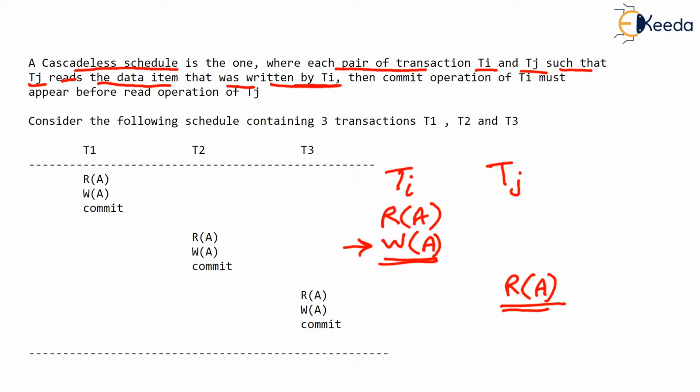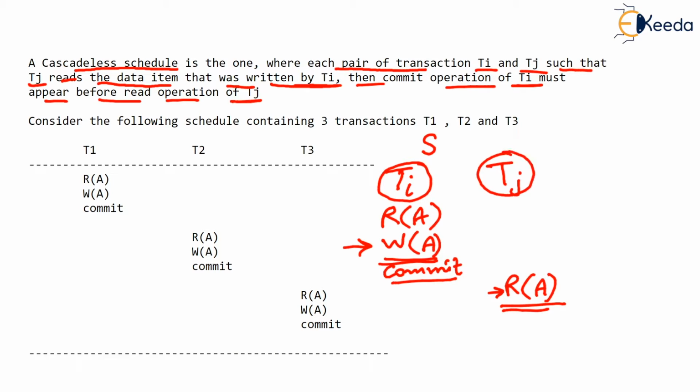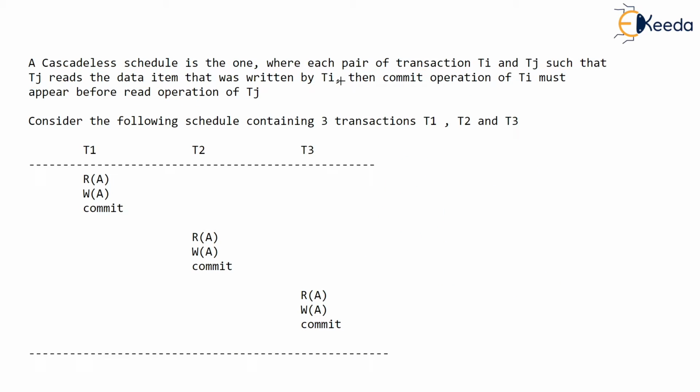Then the commit operation of Ti must appear before the read operation of Tj. That means before this read operation, the commit operation of Ti must occur. If this is done, then we say such a schedule, which contains each pair of transactions Ti and Tj in such a manner, is called a cascadeless schedule. To describe it more, just check here.